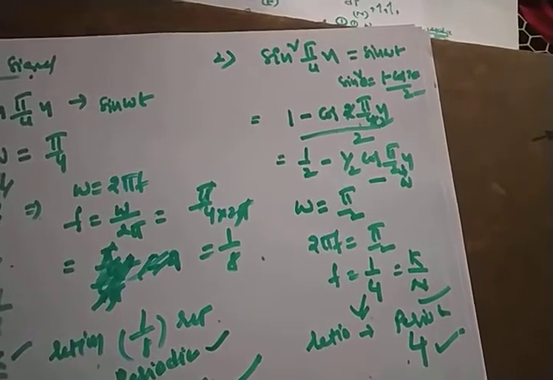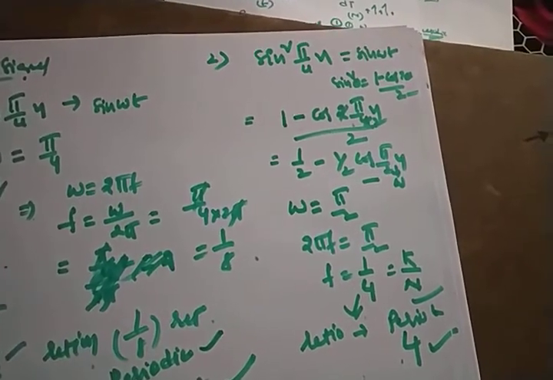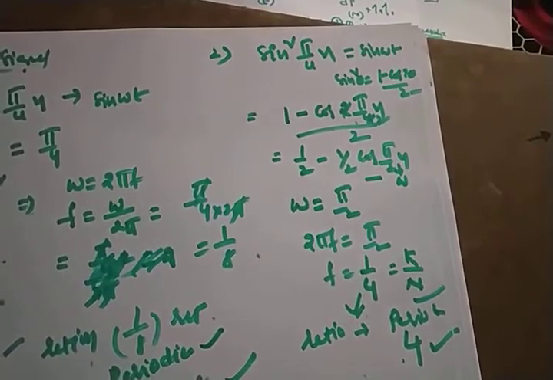So these are the examples for discrete time signals. Now we'll go for another type of model. Similarly, you have to represent this form in the form of sine omega t.